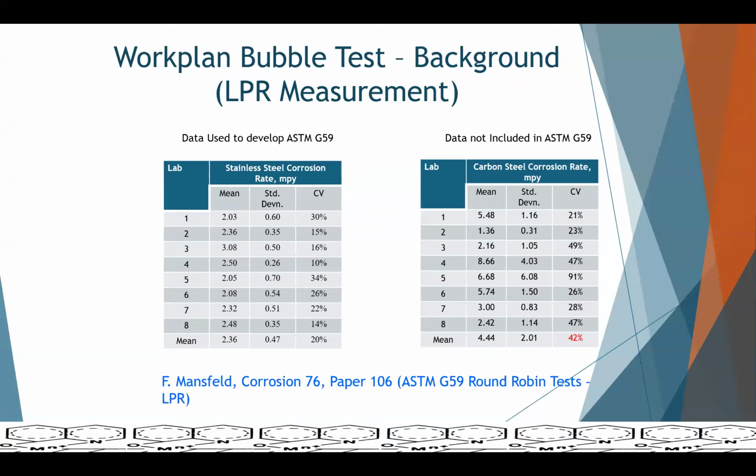1976. Again, bubble test, static test, they used 2 materials, one stainless steel, one carbon steel. The one on stainless steel met the ASTM precision statement and it made it to the ASTM G59. The one on carbon steel had lots of variations and did not meet the requirements of ASTM, and hence it did not get included into ASTM G59.